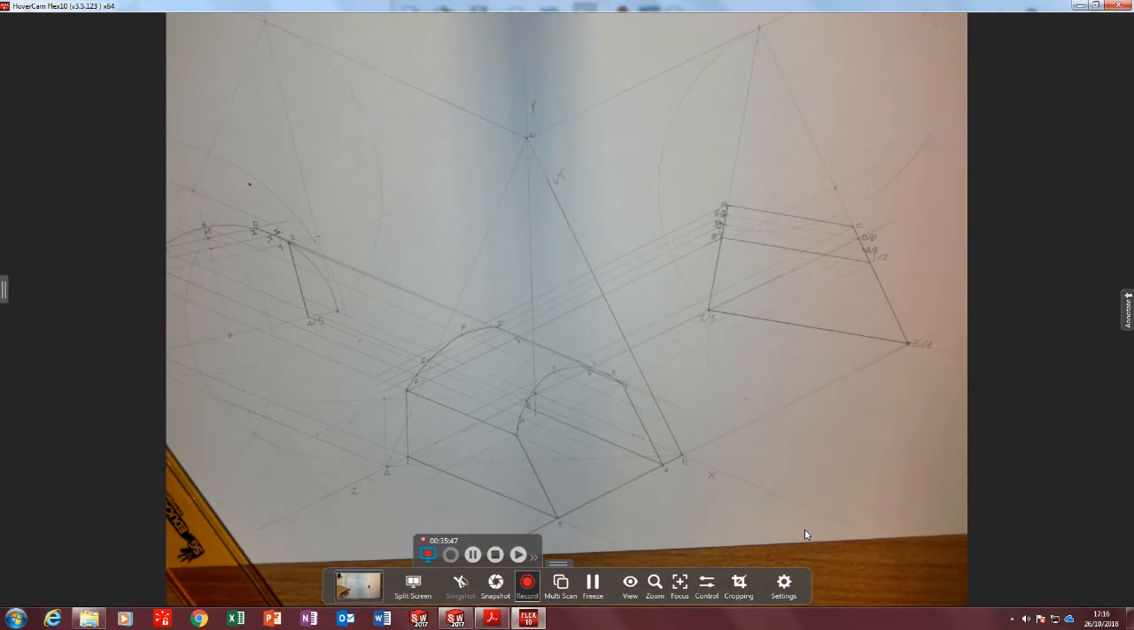Now, that is the question done. I'm going to get you an example of what a finished drawing looks like, and what sort of notes you should add in.